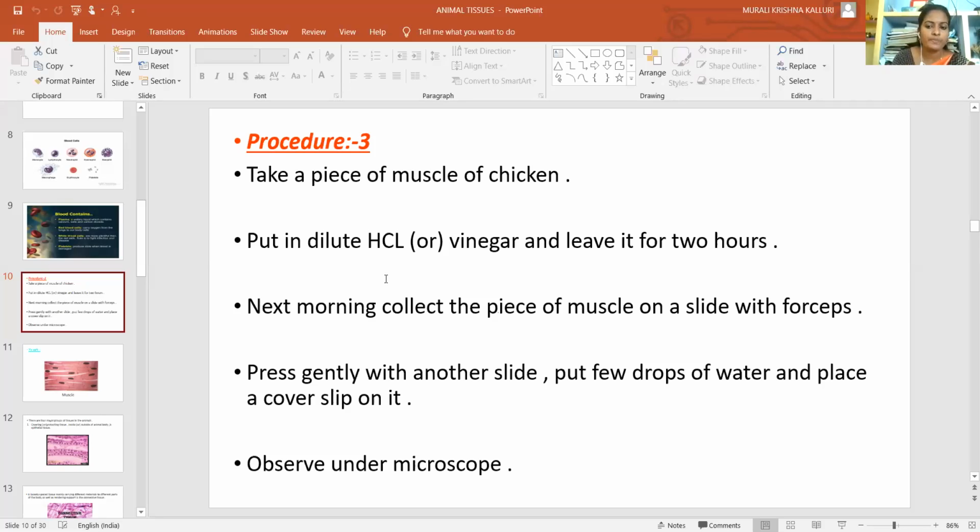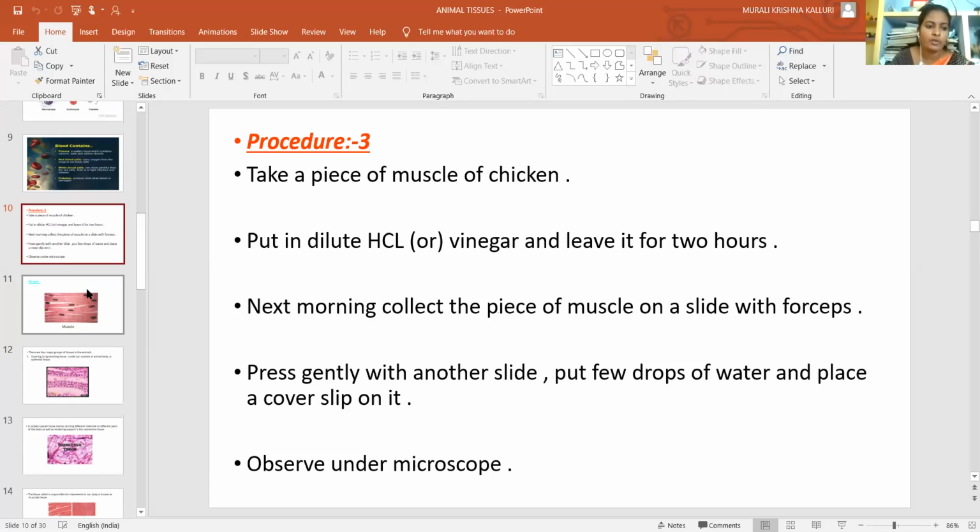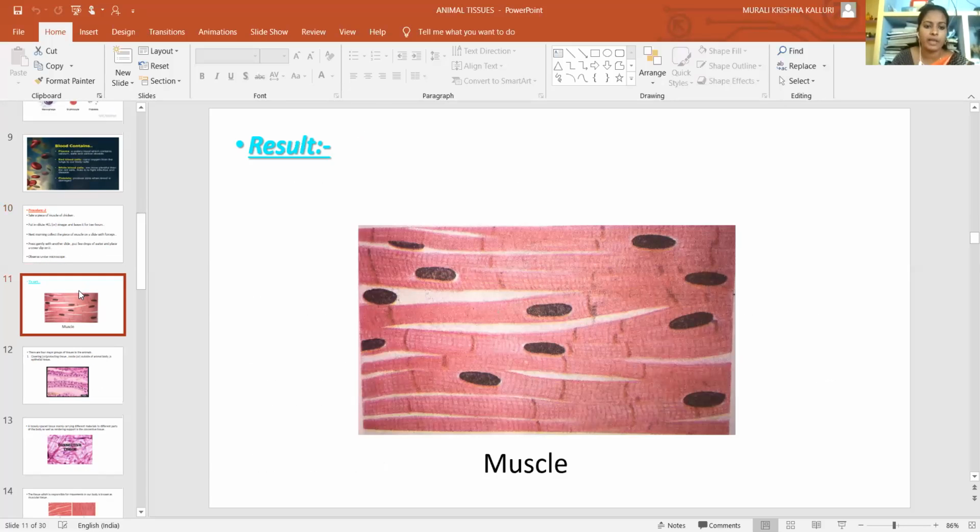Put a few drops of water and place a cover slip. Next, observe under the microscope. What have we observed in the microscope? We have observed muscle tissue. This is the muscle tissue present in animals.